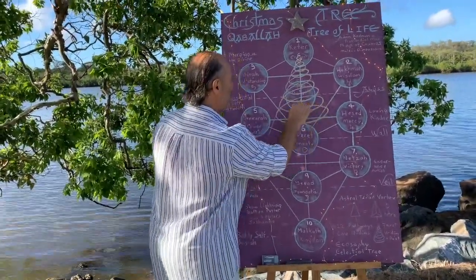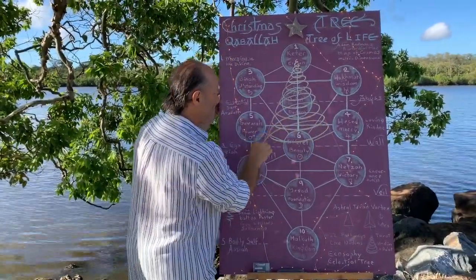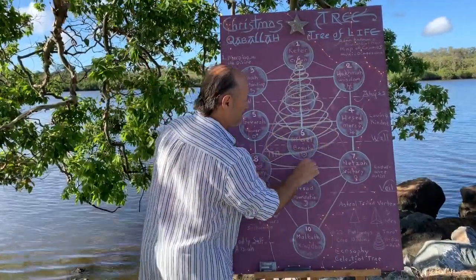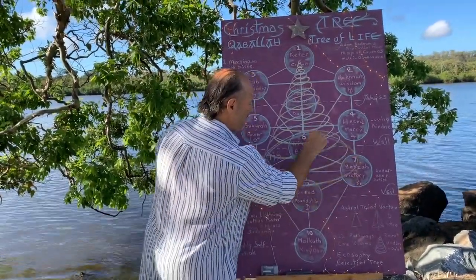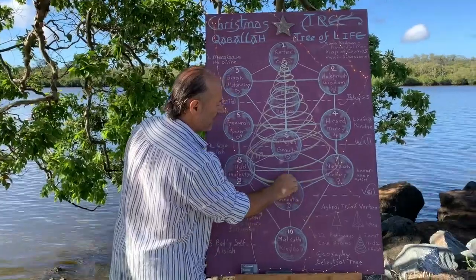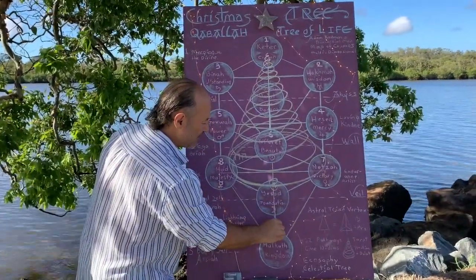So this is what I call the cosmic tree. You can call it the celestial tree. And it's got this beautiful connection here. And what happens at this point here, the energy can now descend to earth.